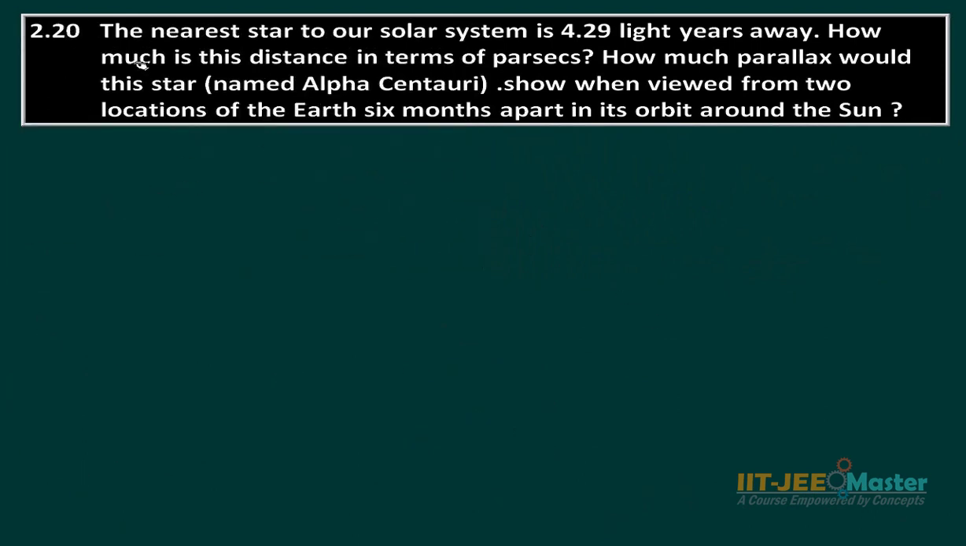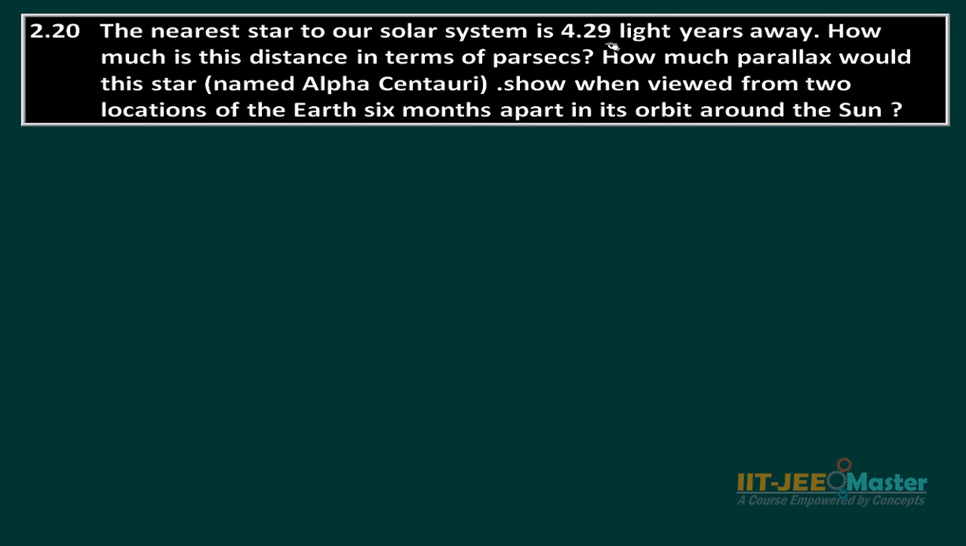This problem: the nearest star to our solar system is 4.29 light years away. After the Sun, the next nearest star is Alpha Centauri. How much is this distance in terms of parsecs? How much parallax would this star, Alpha Centauri, show when viewed from two locations of the Earth 6 months apart in its orbit around the Sun?